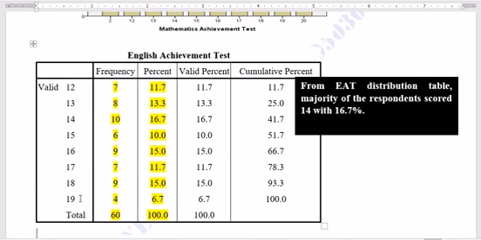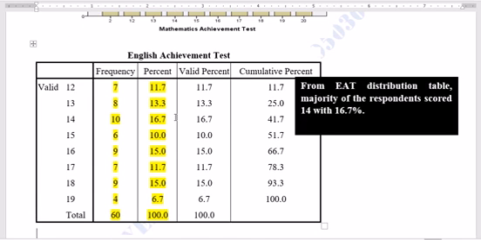How many score 19? 4. And we have all this. And once you are through with that, then what is the next thing? The percentage. The valid one is still the same because there's nothing missing. They are all 60 and they have it completely. Okay, and this is the valid percentage and cumulative, as I've explained.